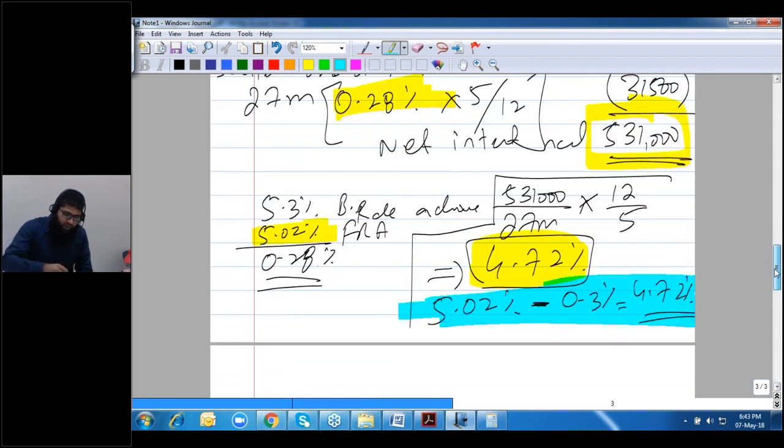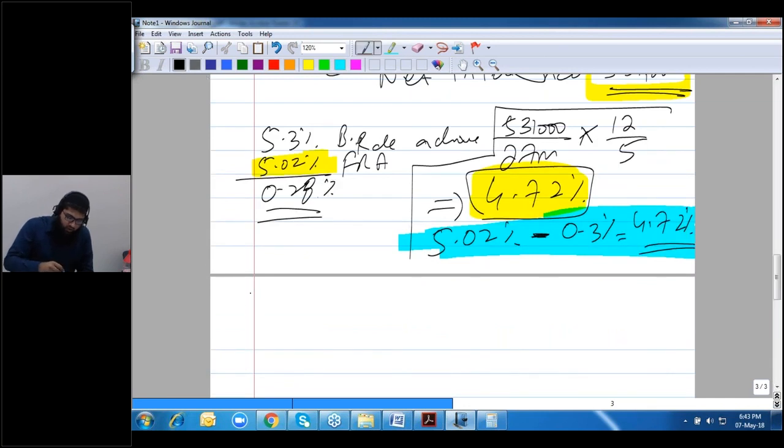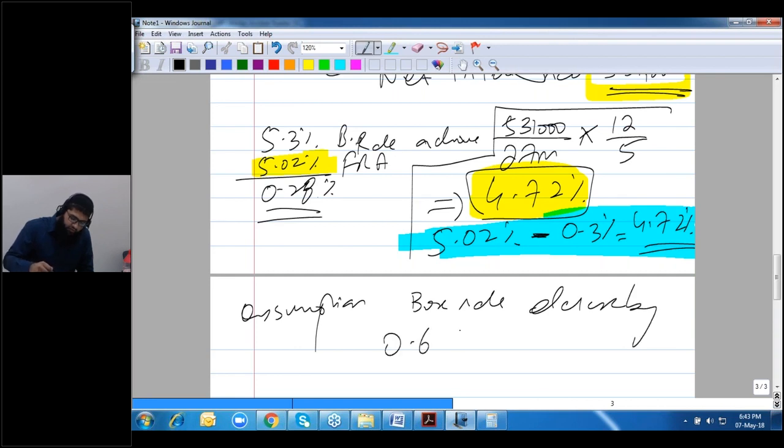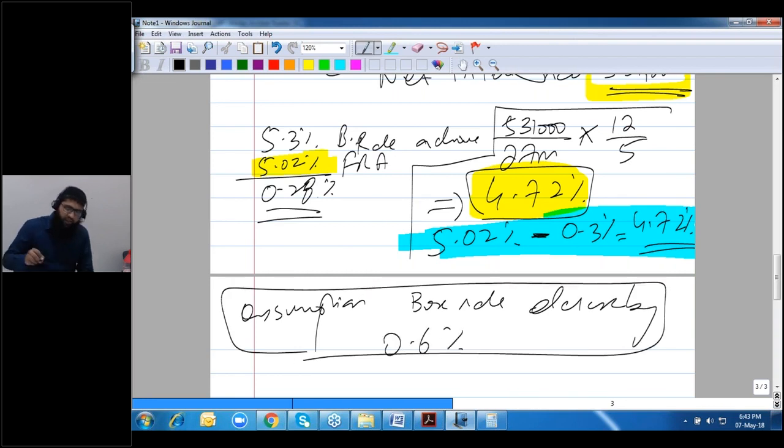Now, what you need to do is perform the similar calculation on the assumption that the base rate decreases by 0.6%. Because the question actually requires you to perform two calculations, one of them is base rate increases, the other one is the base rate decreases. So now base rate decreases by 0.6% and you need to perform the calculation.